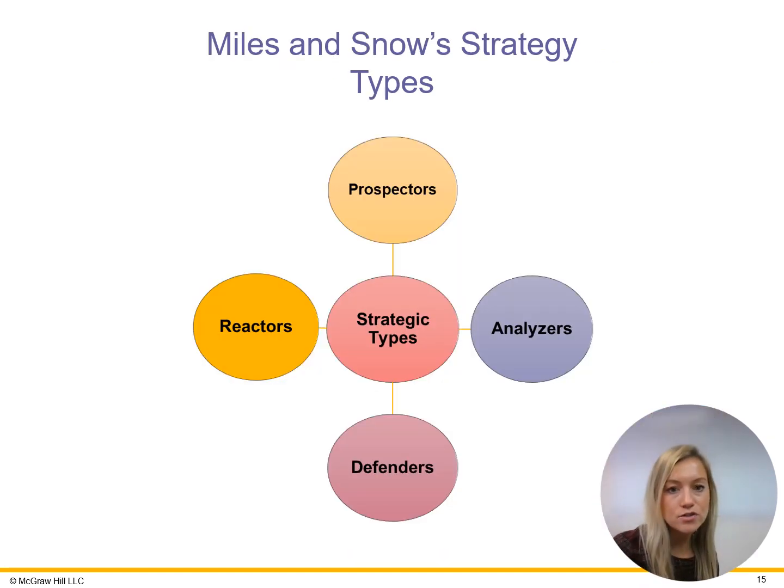The Miles and Snow Strategy Types Framework is a strategic management framework that categorizes organizations into four different types based on their response to environmental uncertainty and their strategic orientation. So the prospector is when the firm exhibits continual innovation by finding and exploiting new product and market opportunities. Prospectors are organizations that are highly adaptive to environmental change and focus on developing new products and services. They are often the first to enter new markets and are willing to take risks.